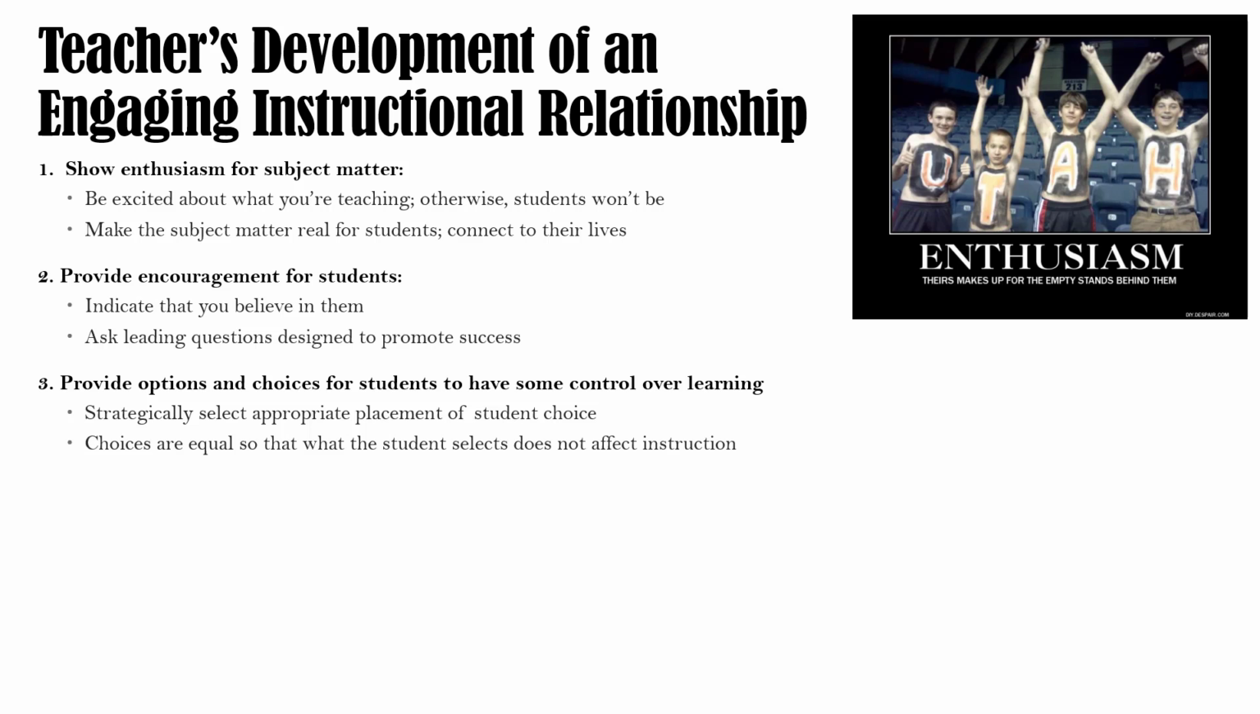So you want to make sure that your choices are equal, so that what the student selects doesn't affect instruction. For example, if you have 4 centers set up that you're going to rotate around, maybe figuring out how to give the students a choice as to what center they want to start with first. That way they all get the centers, it's just they get to choose which one they start with. So it provides them that control.